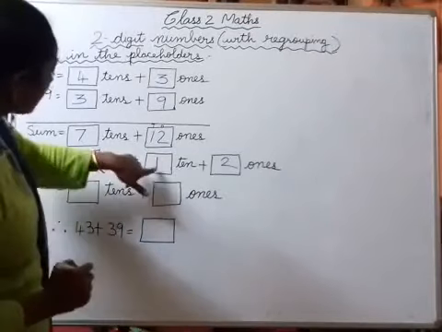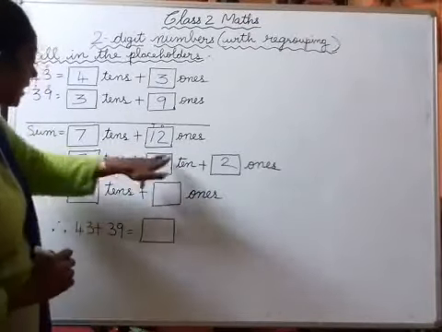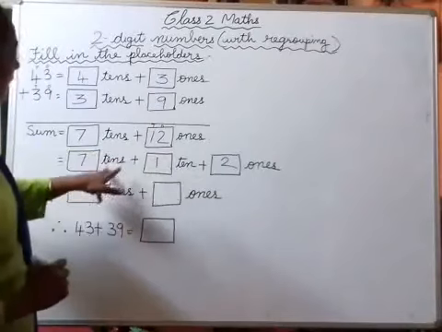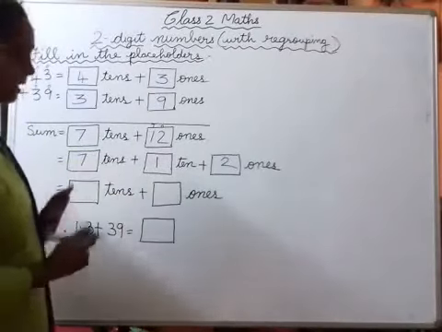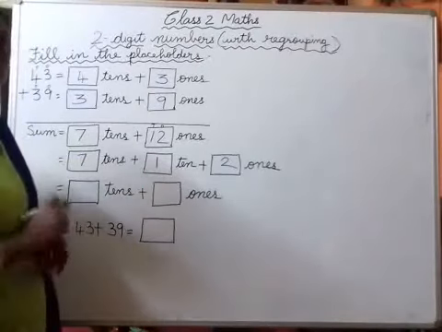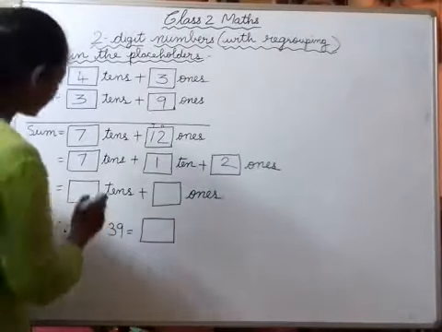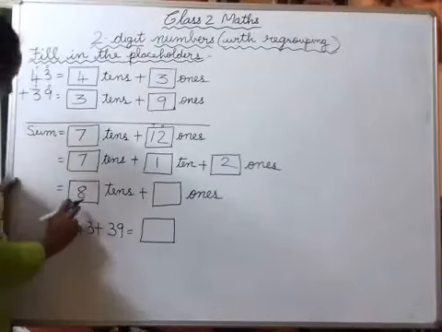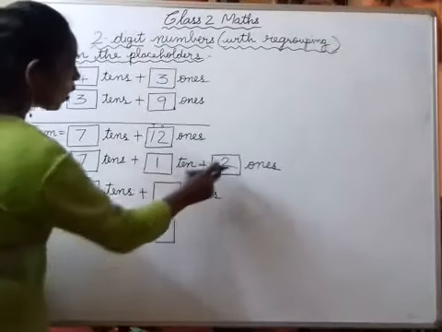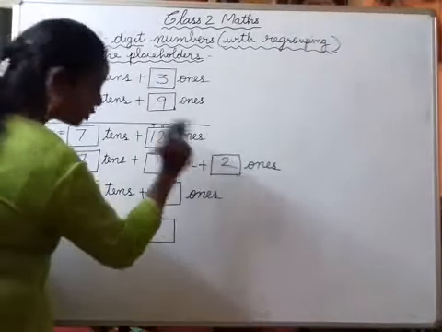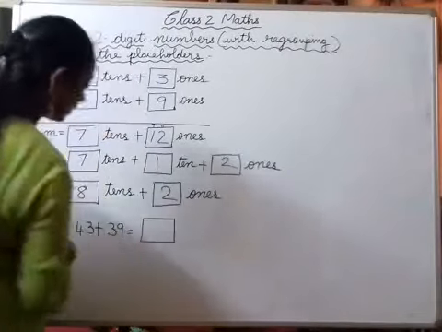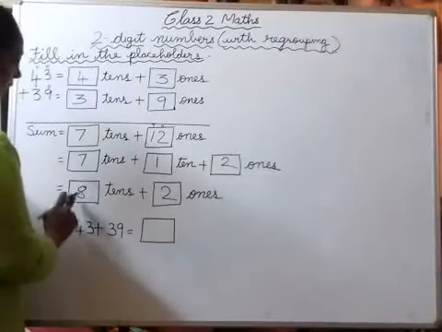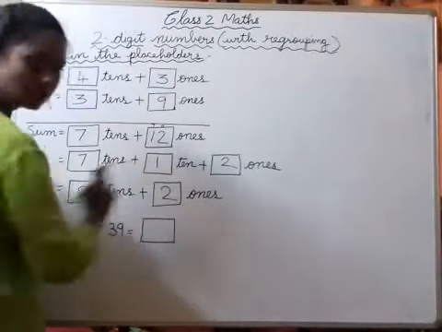7 tens and 1 ten. ये दो tens है. So इन दोनों tens को आपको add करना है. 7 plus 1 will be 8. So tens में 8 number है. 8 tens. Then how many ones are there? We are left with 2 ones. So 8 tens plus 2 ones.